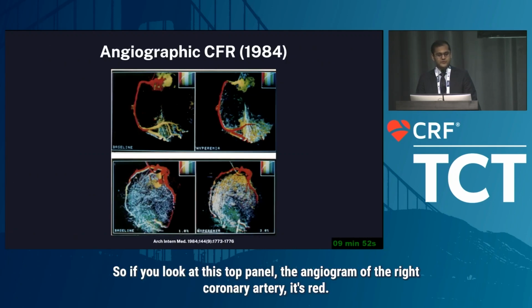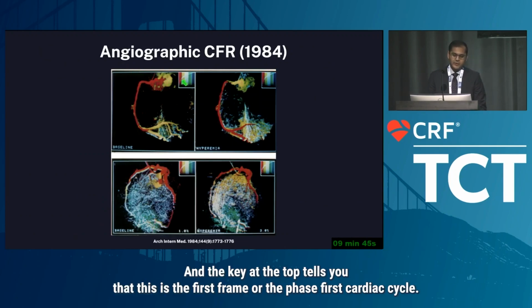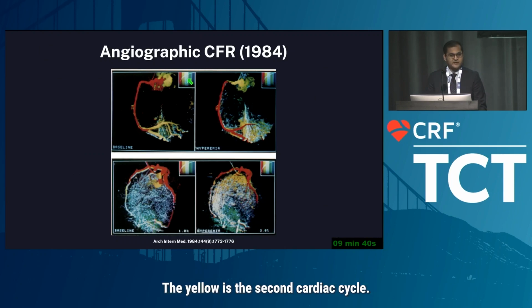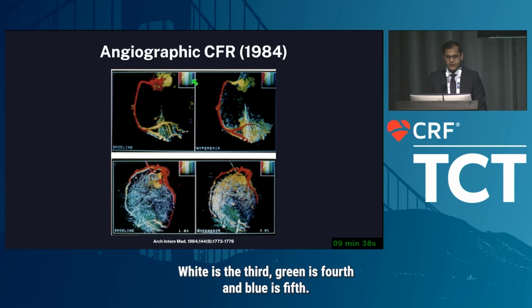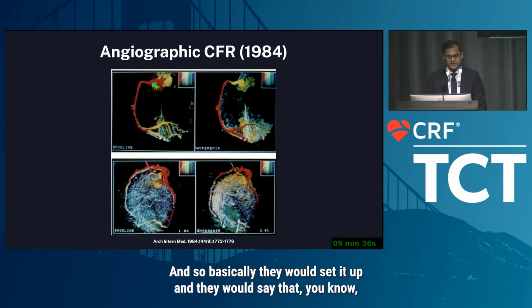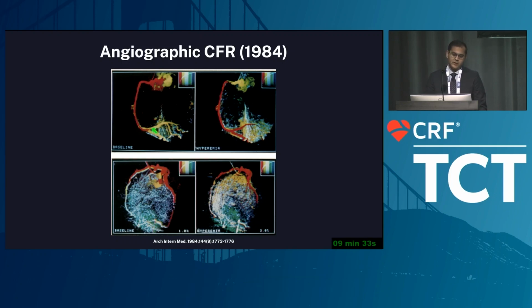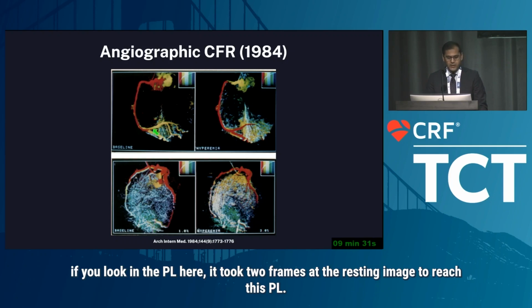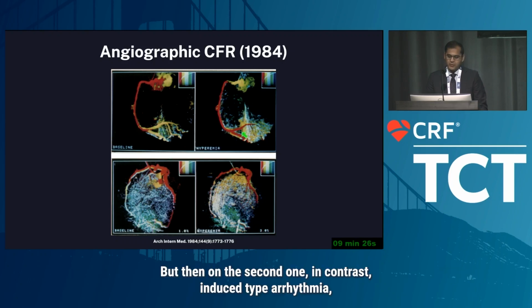So here's an example. So if you look at this top panel, the angiogram of the right coronary artery, it's red, and the key at the top tells you that this is the first frame, or the first cardiac cycle. The yellow is the second cardiac cycle. White is the third, green is fourth, and blue is fifth. And so basically they would set a point and they would say that, you know, if you look into the PL here, it took two frames at the resting image to reach this PL. But then on the second one with contrast-induced hyperemia, it took one frame, so now this is red. So the ratio, or the coronary flow reserve, was 2:1.